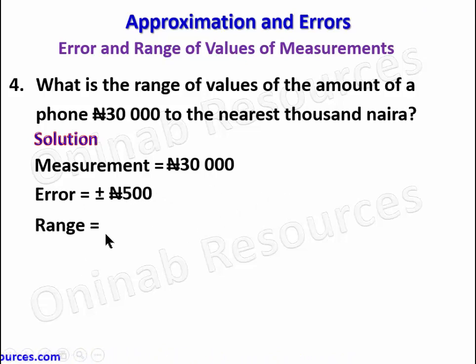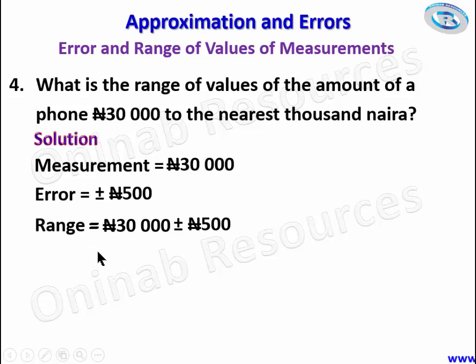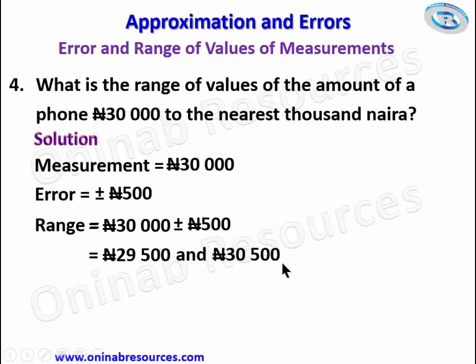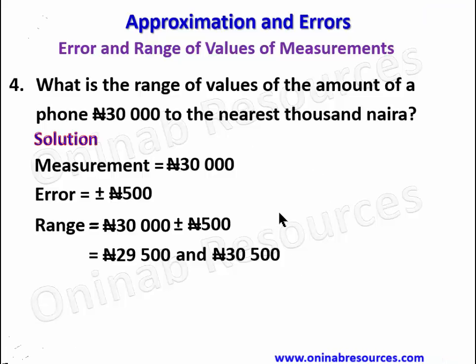Then our range of values now is going to be 30,000 plus or minus 500 naira, so that our first value is going to be 29,500, and the second value is 30,500 naira. Remember, 30,000 minus 500 gives the first value, 30,000 plus 500 naira gives the second value, which gives the range of values of the amount of the phone. So that's the end of solution to problem 4. We then go to problem 5.